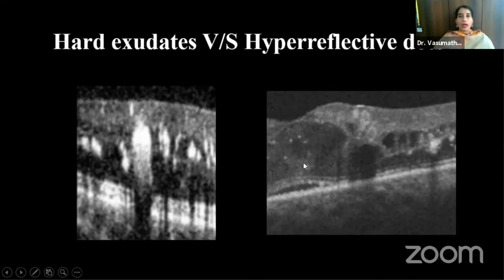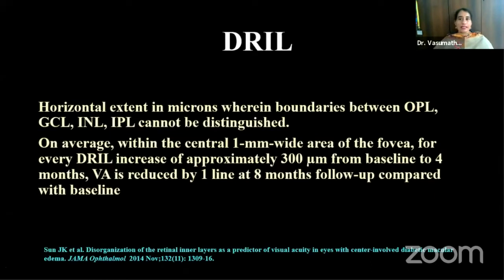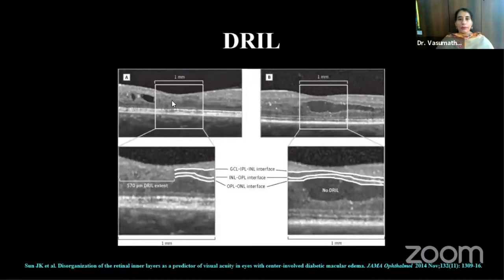And there's another important entity in OCT called DRIL, which is basically the horizontal extent in microns wherein you can't distinguish the boundaries between the plexiform layers and all that. And within the central 1 millimeter wide area, DRIL is looked for. For example, this CME looks more extensive, but you can see that this area has got DRIL, whereas here you can make out the two whites with the black in between.